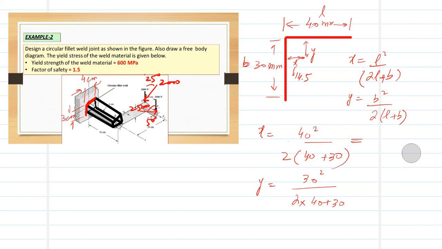Sorry. It's 11.4 millimeter. In case of y, it's again 30 square divided by 70, or you can just write 140 instead. It's 6.4 millimeter. So this distance is 6.4. Clear? Now we have located the centroid. Clear?